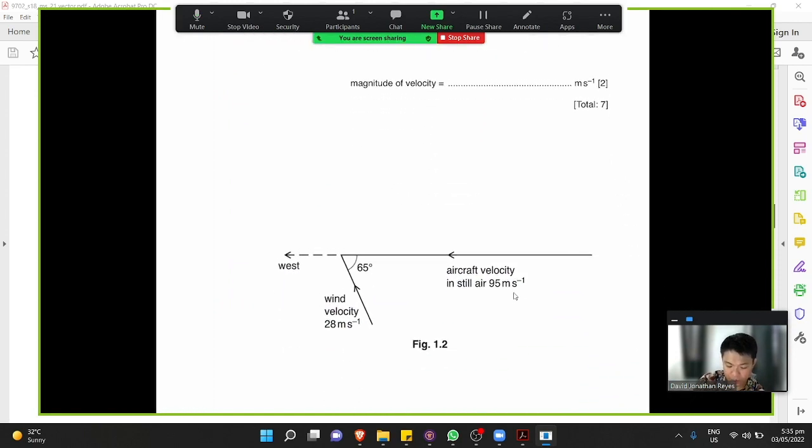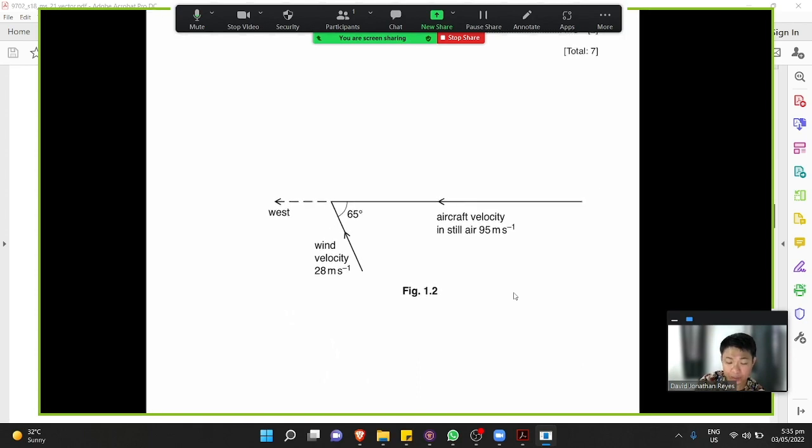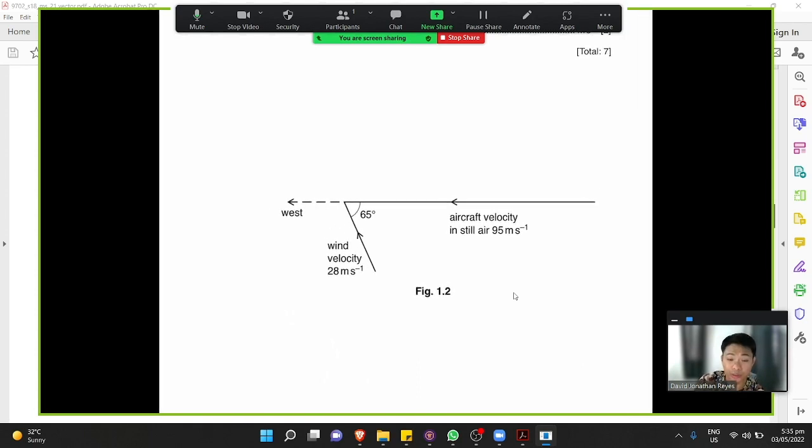Now, I copied the image earlier so that we can properly identify how we are going to find the resultant velocity's magnitude. So what we need to do is extend this again, redraw the line. Notice that the triangle that we have right now is not a right triangle. Therefore, we cannot immediately use Pythagoras to find the hypotenuse of the triangle.